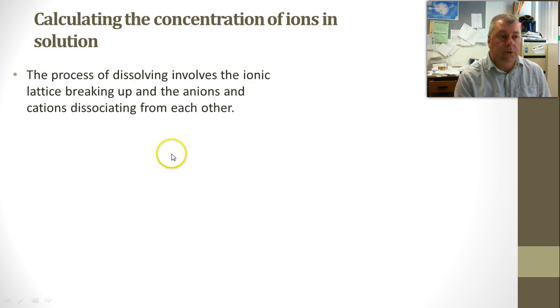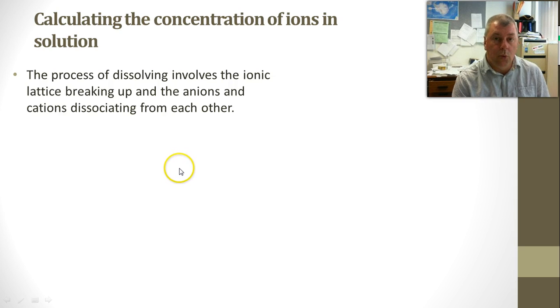But we also need to consider that for ionic substances it's not always as straightforward as it is with covalent substances. The process of dissolving involves the ionic lattice breaking up. Remember when we talked about dissociation reactions and how the water molecules go into ionic lattices and pull apart and take away the cations and anions, i.e. they dissociate from each other.